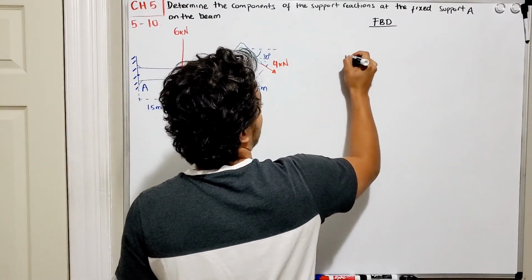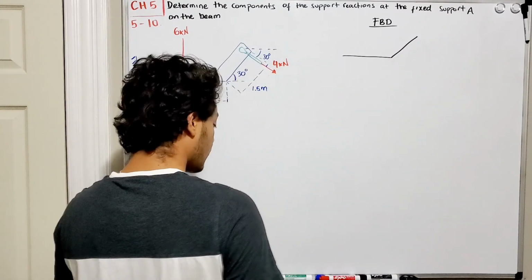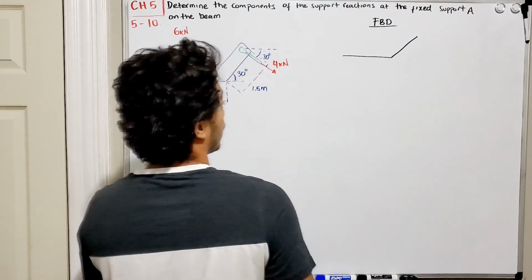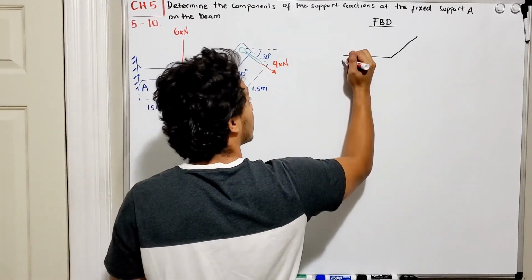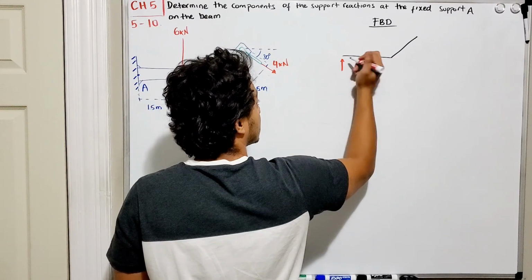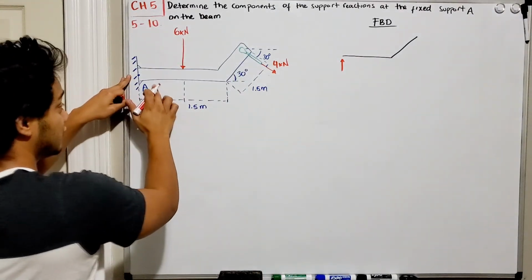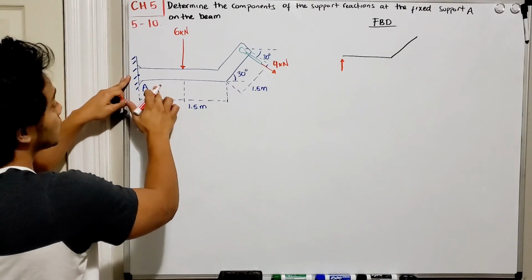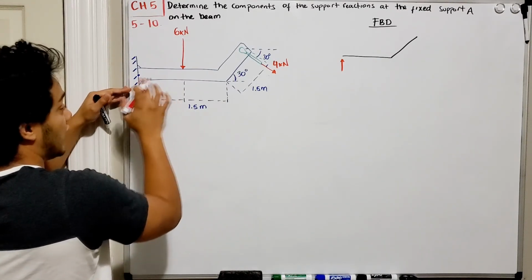So our beam looks something like this, right? And we will have more forces than only these two. Which forces am I talking about? Well, since this is a fixed support over here at point A, this fixed support can be replaced with a Y force, X force, and a moment.